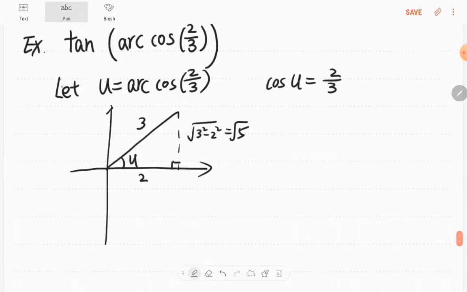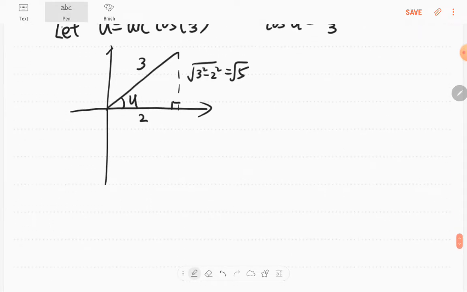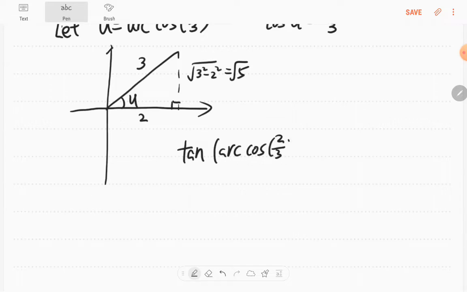So tangent arc cosine 2/3 becomes tangent of u. Tangent of u equals what? It equals the opposite over adjacent. So you have this one.